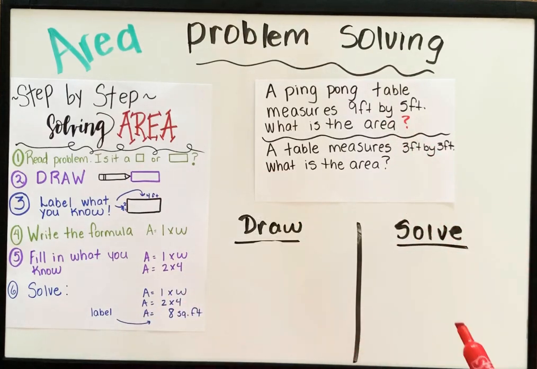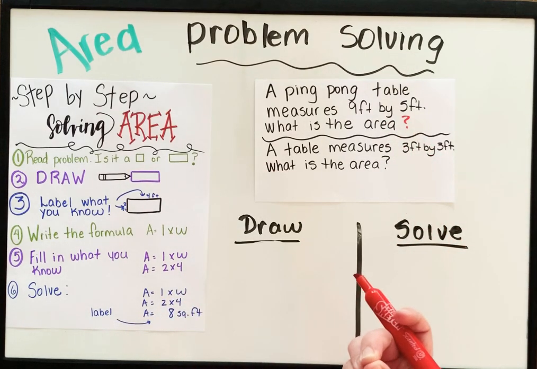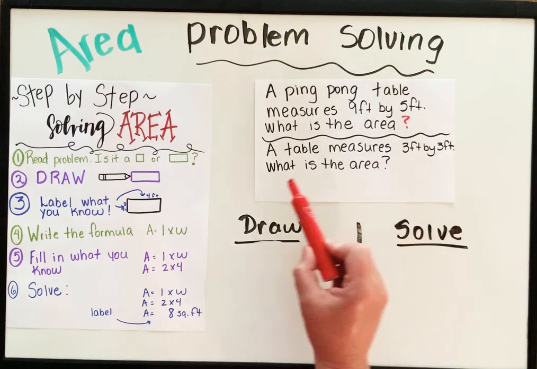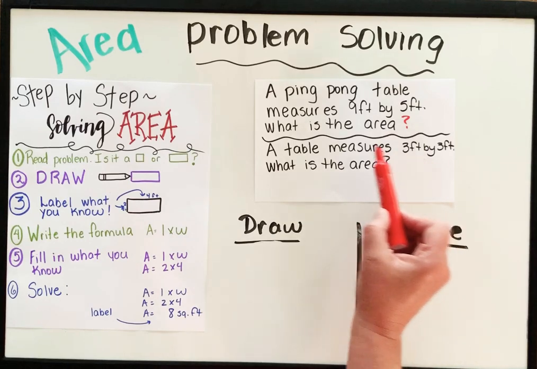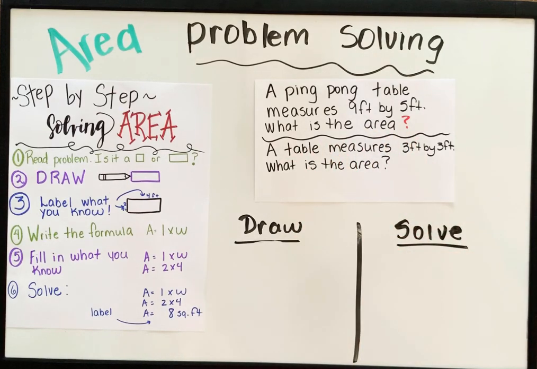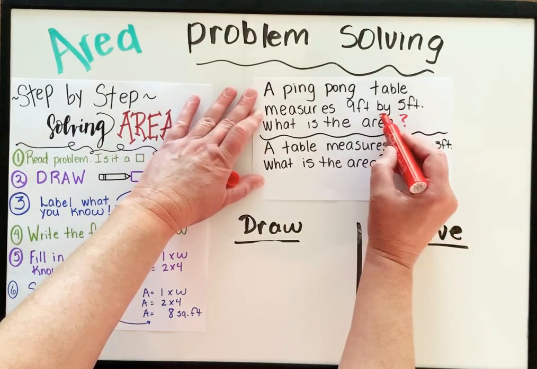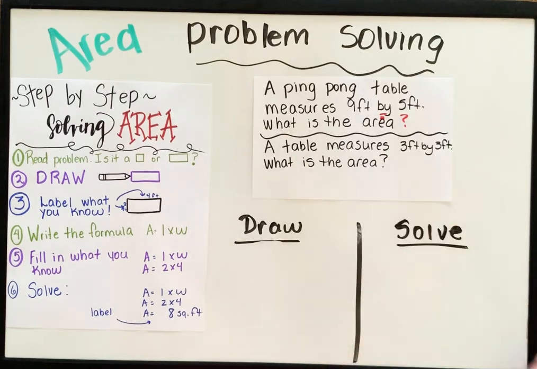So I don't see the word length. I don't see the word width. And if I look at my second problem, a table measures 3 feet by 3 feet. What is the area? Again, I don't see the words length, width, or side. I don't see those words, but I do have numbers, and your numbers can give you clues. Let's do the first one first. So if you look at your first one, you see this word by. That's kind of another word for your dimensions when you have 3 foot by 3 feet or 6 foot by 5 foot. That means you have 6 foot length by 5 foot width.